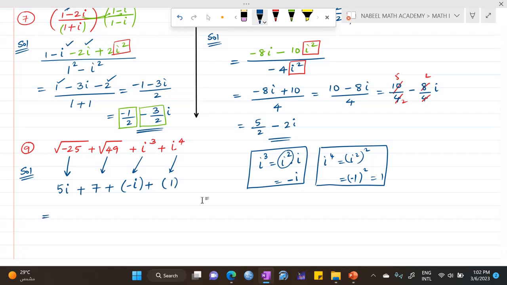Now add in the proper form, the standard form of a complex number: minus i plus 1. So add with the real part, which is equal to 8, imaginary with the imaginary part, which is equal to plus 4i. So it will be plus 4i.